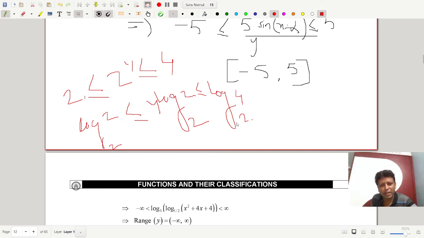Inequation less than or equal to will remain less than or equal to. So that will give you 1 less than or equal to y less than or equal to 2. Why 2? Because 4 is 2 square, and log 2 base 2 is 1. Am I clear everybody why I am getting 1 to 2 as the range? Yes, sir.